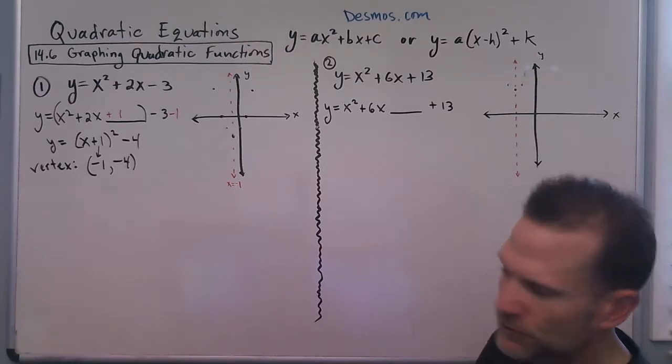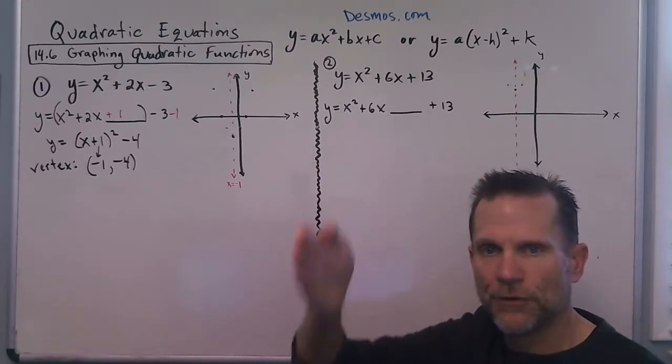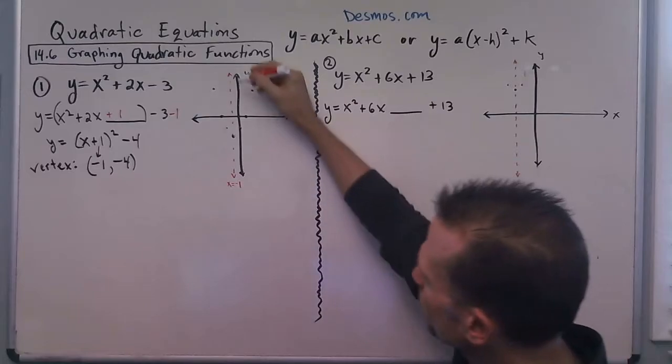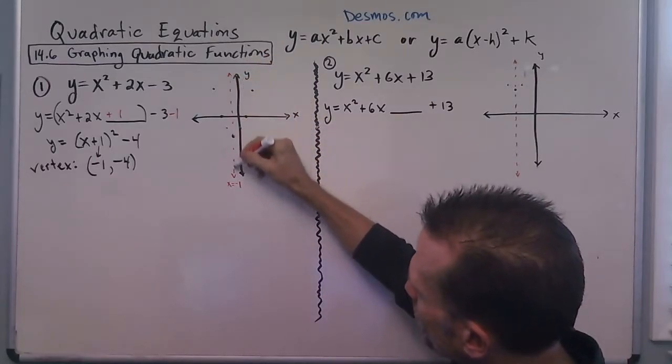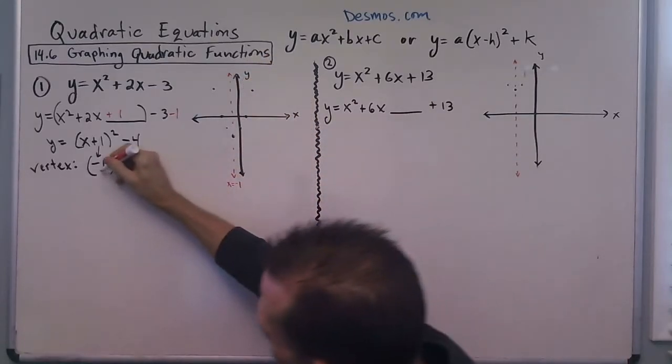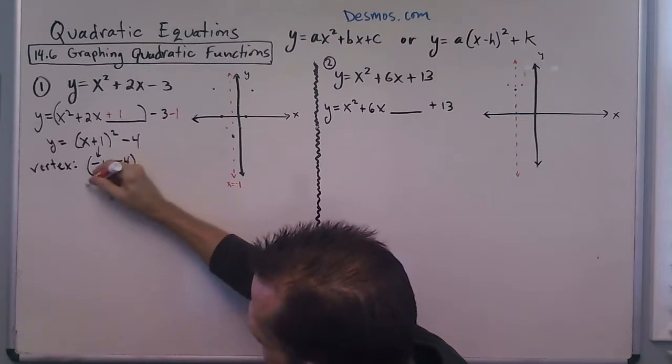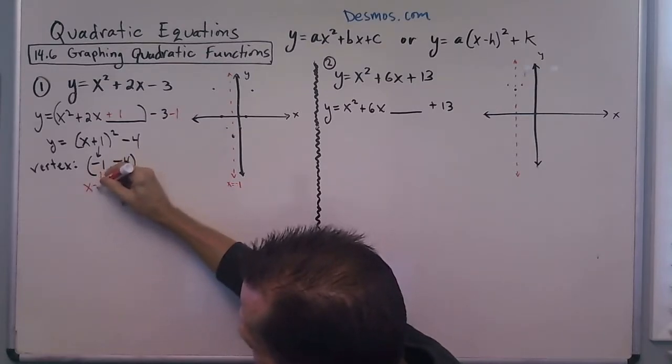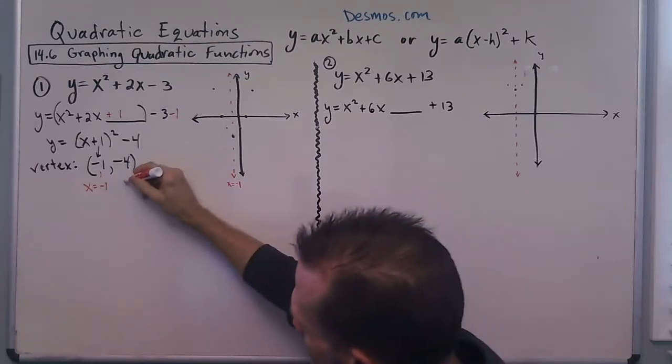Then the next thing you're going to have to do is find the line of symmetry. Well, the line of symmetry is always going to run vertically, and it's going to go through the vertex. So I have this line of symmetry drawn in here, and it is always through the x part of the vertex. So I have x equals -1 as the line of symmetry.